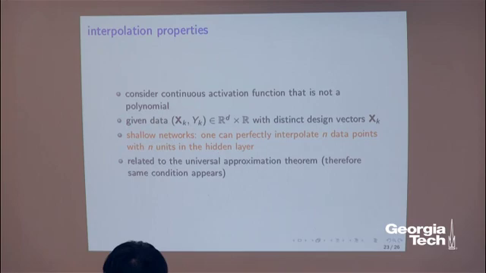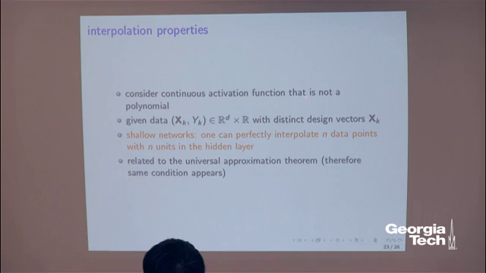Another thing I just want to mention is a very basic result, and that has to do with the question: can you make the training error zero? The most basic result is that for a continuous activation function which is not a polynomial, if you have n data points and the design points are all different, then even a shallow network can perfectly interpolate the n data points. So it's a non-trivial result if you write it down, right? It's not so clear. You can trace it back to the universal approximation theorem, and therefore you have exactly the same type of condition that we had before for the universal approximation theorem to hold, if you remember the lecture.